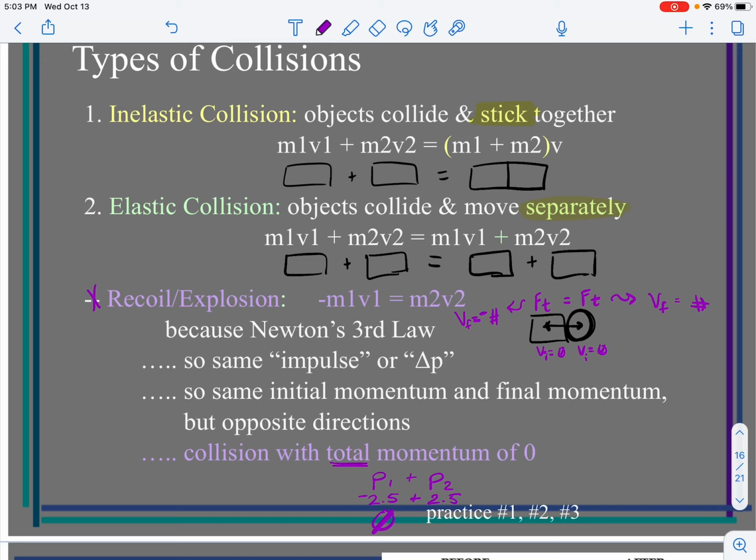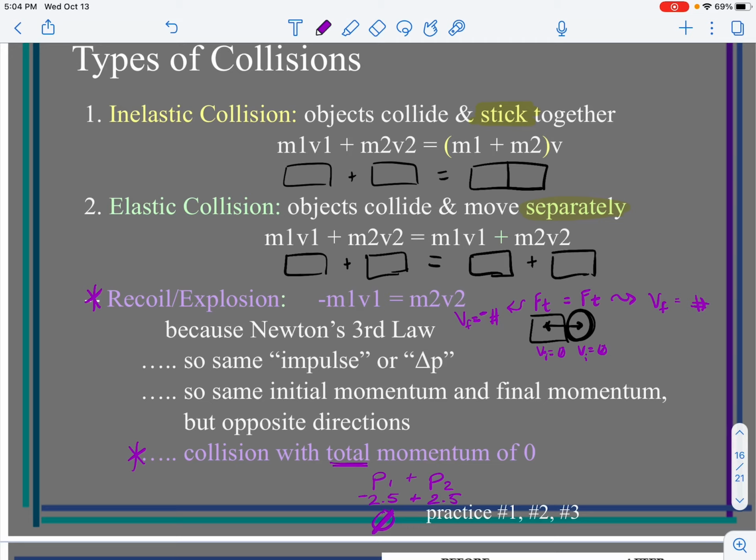So it says that for recoil or explosion collisions, our total momentum is 0. And the reason for that is because one moves in the positive direction and one moves in the negative direction. Now, I will have a separate video where I walk you through examples, word problems with numbers, and perform all the calculations to show you how each of these problems would be worked.